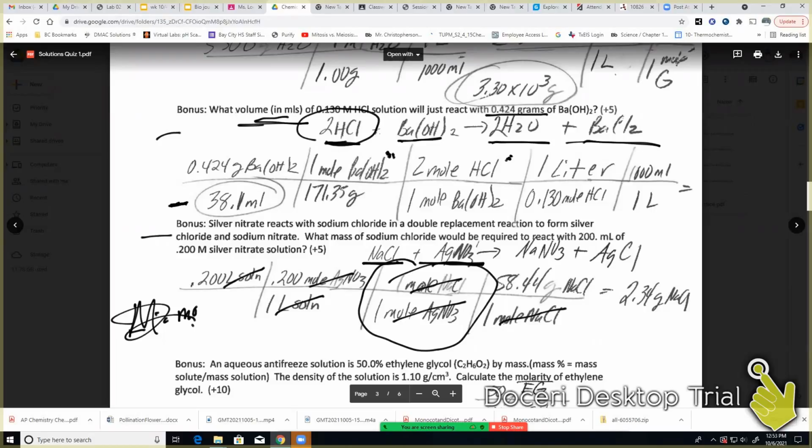That one, that circled answer, 38.1 mLs. And then the last one was a little bit of a difficult one, but I know I had at least one person that got that right, maybe more than one. On the bonus, the last bonus. Are you good with this one, Glenn?